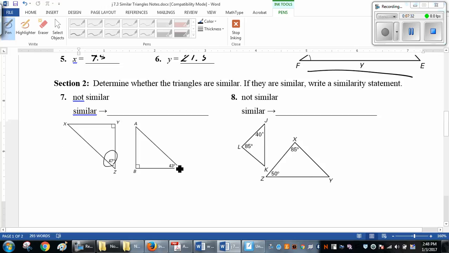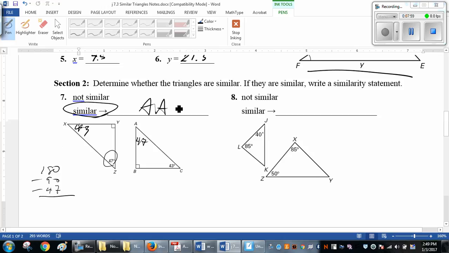So I got to calculate this missing angle here. 180 minus 90 minus 47, and that gives me 43. And then I'm checking then. If that one's 43, and it is, then we're good because we know this one has to be 47. So we know that these are similar by angle, angle similarity.